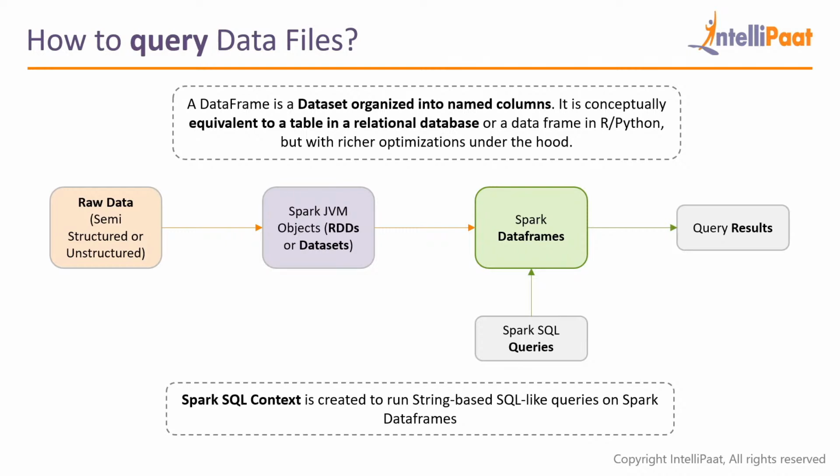So the procedure here, as we can see, is that raw data, which could be semi-structured, unstructured, or even structured at times, is first converted into a Spark JVM object, right? So there are essentially two types of Spark JVM objects. Spark obviously uses JVM objects because it is an object-based framework. So one of them is RDDs, and the other is data sets.